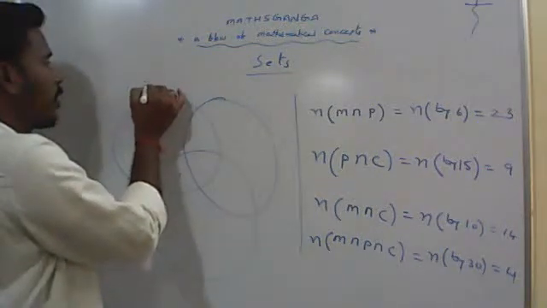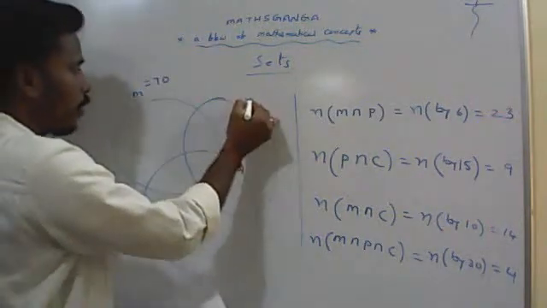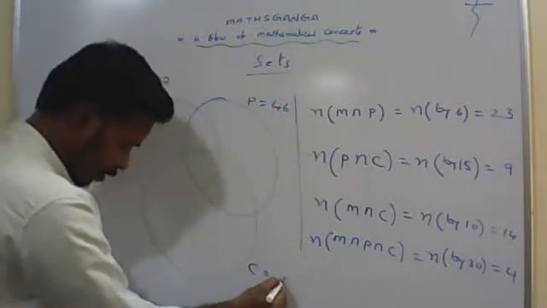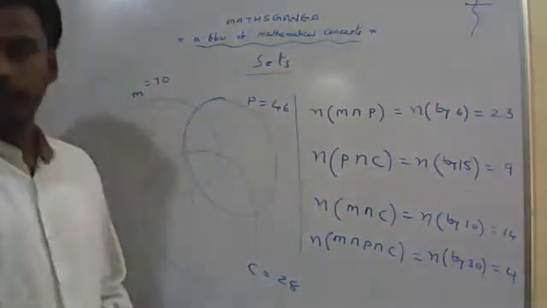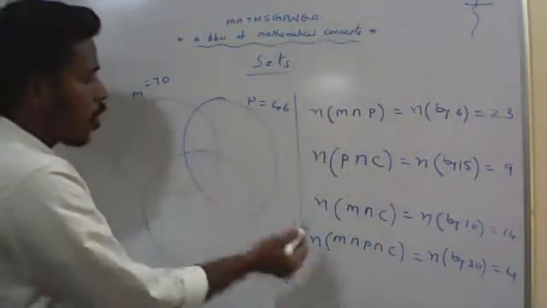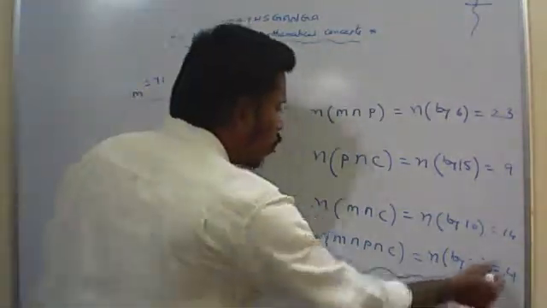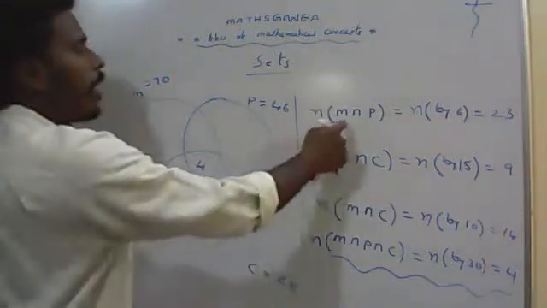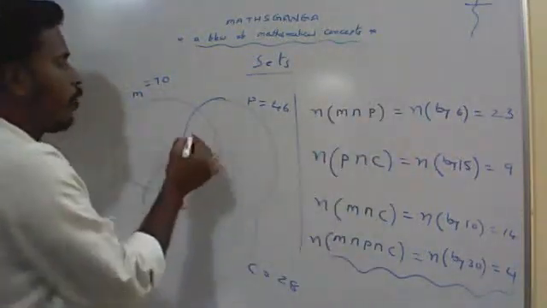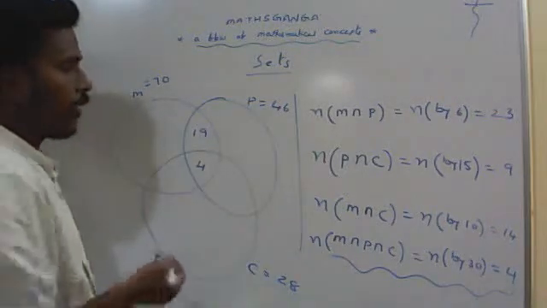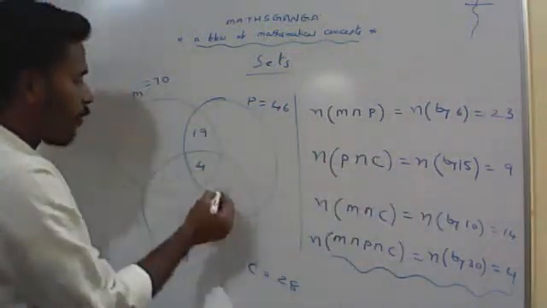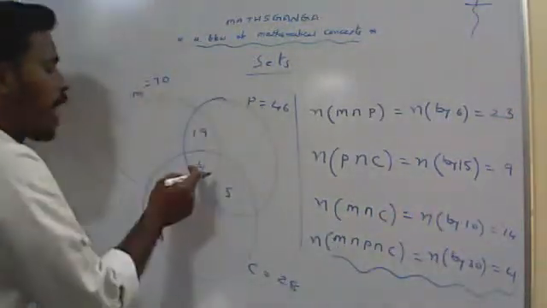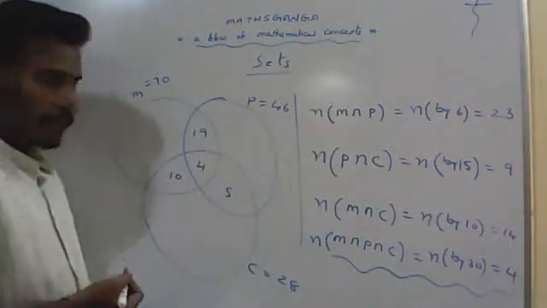Okay, this is maths, which is given as 70, and this is physics, which is nothing but 46, and chemistry, which is 28. Okay, now the number of students taking all the 3 subjects is 4. So in the intersection part I have 4. M intersection P is 23, already I have 4, so keep it as 19. And then P intersection C is 9, already I have 4, so write here 5. And then M intersection C is 14, I have already 4, so take here this 10.